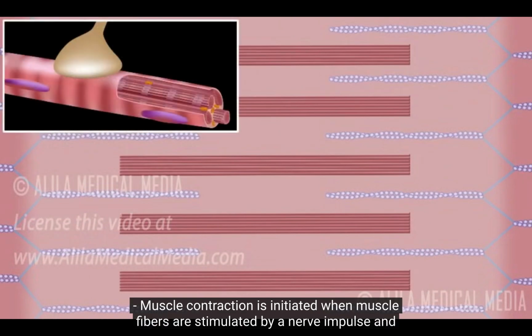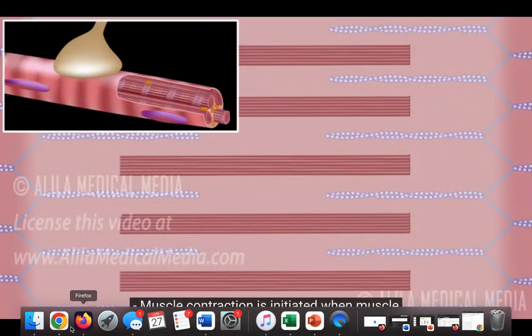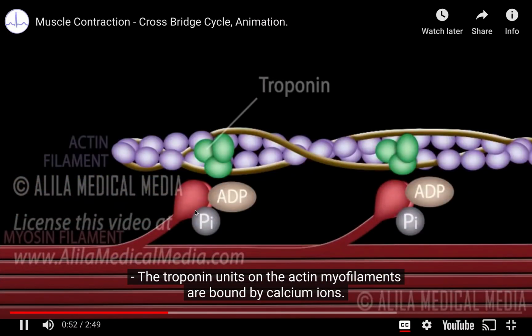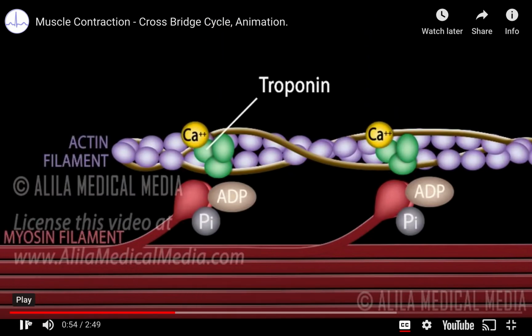Muscle contraction is initiated when muscle fibers are stimulated by a nerve impulse and calcium ions are released. The troponin units on the actin myofilaments.